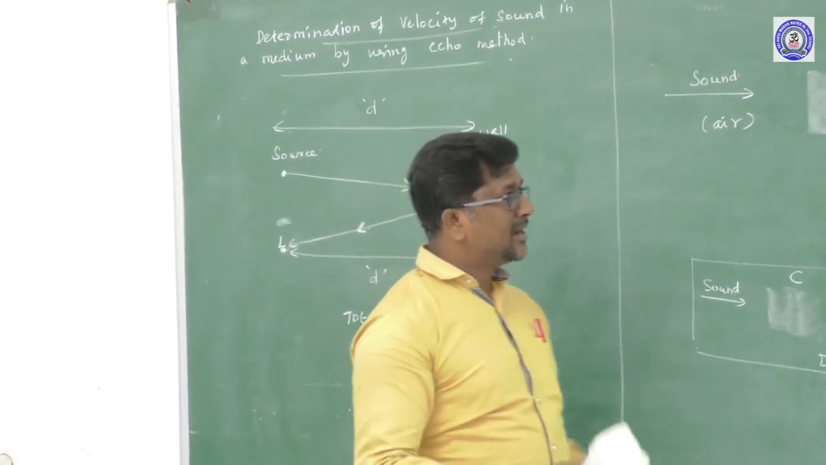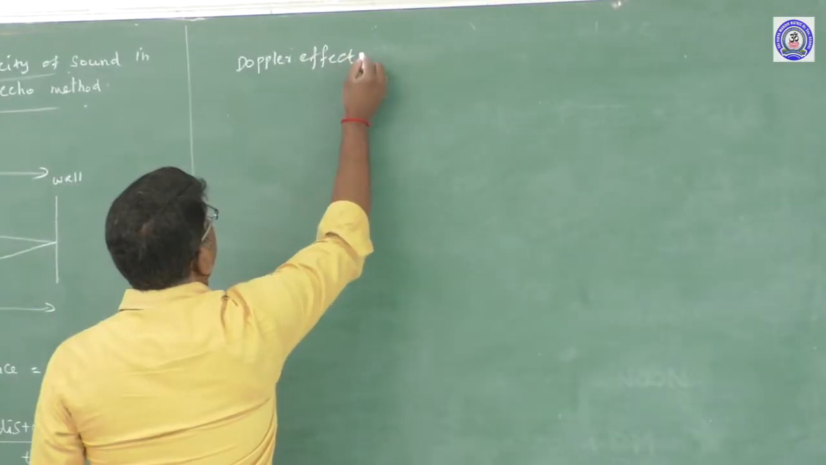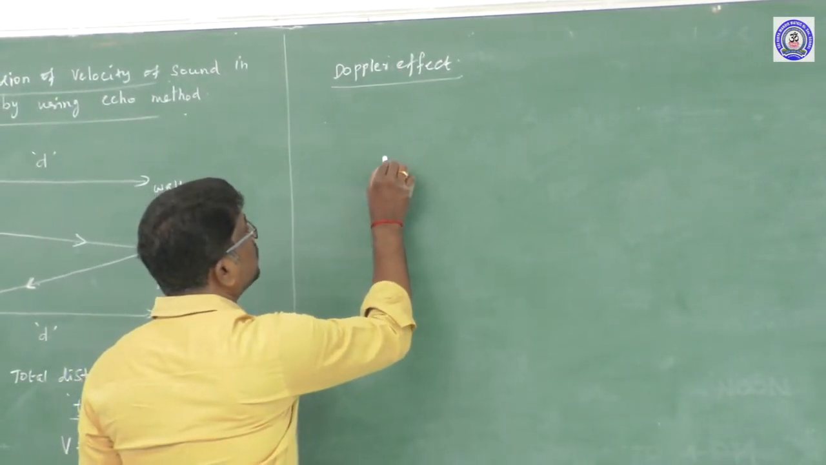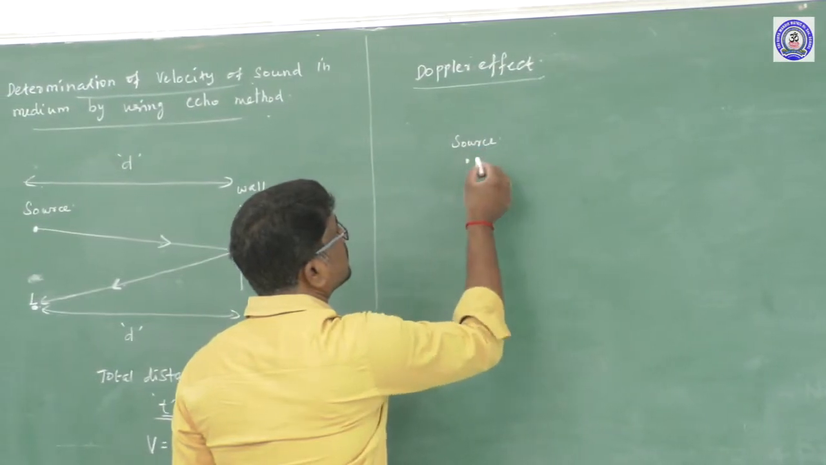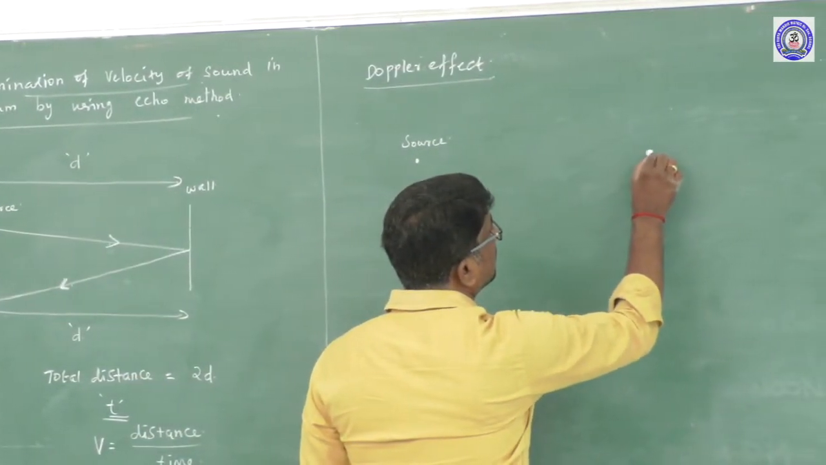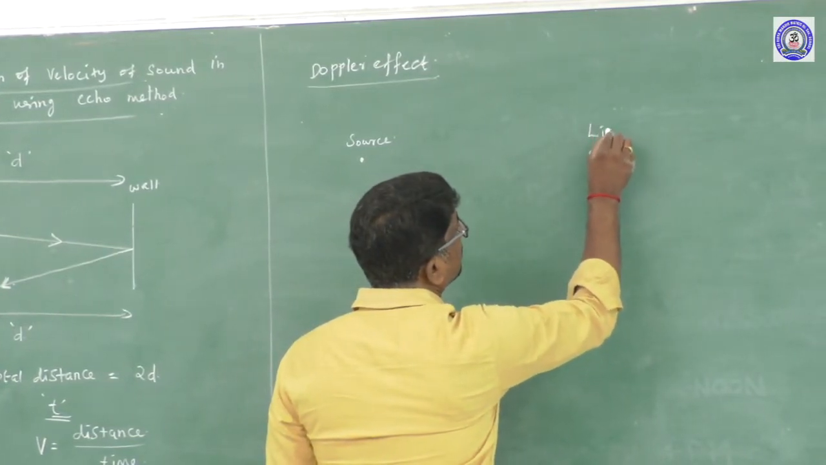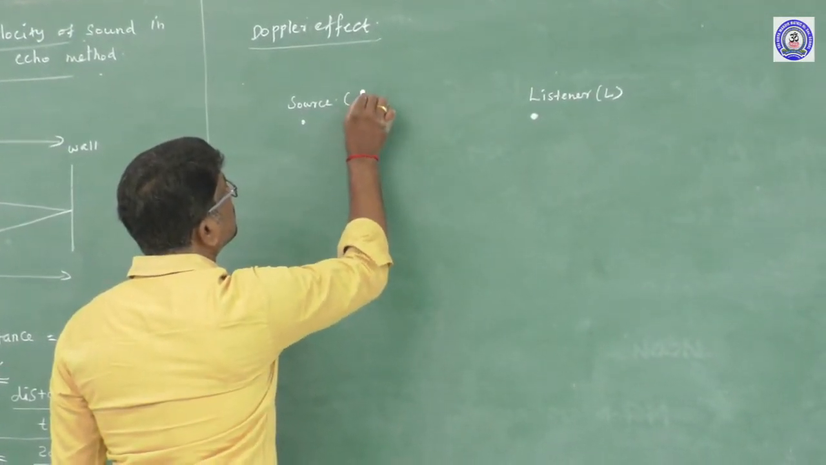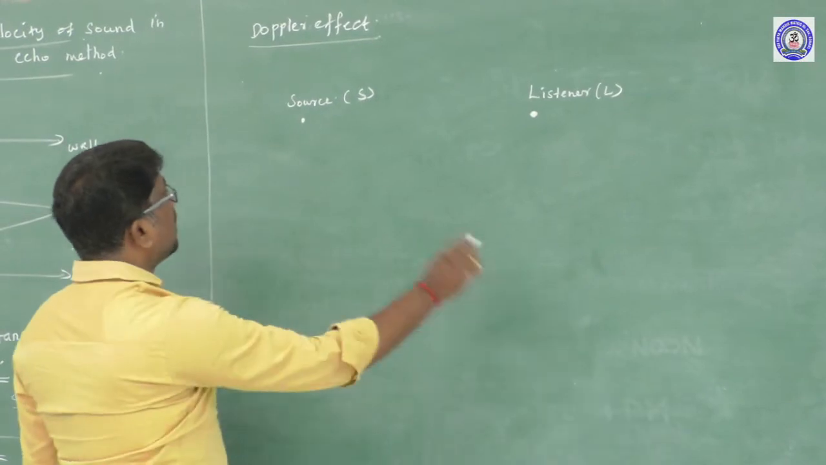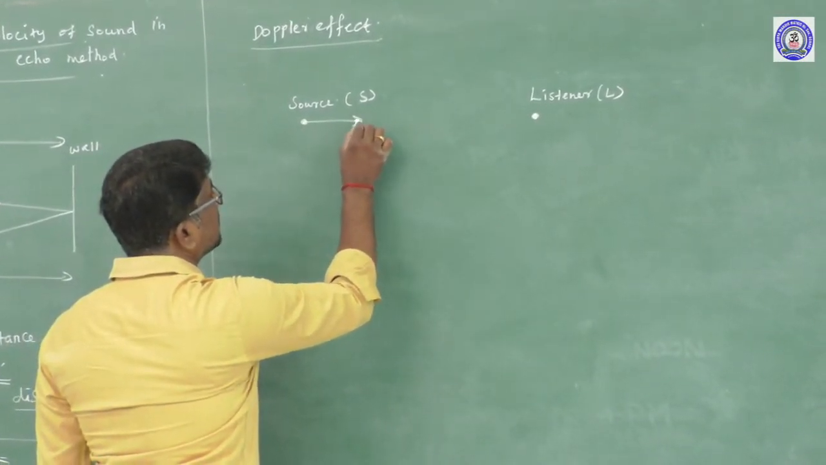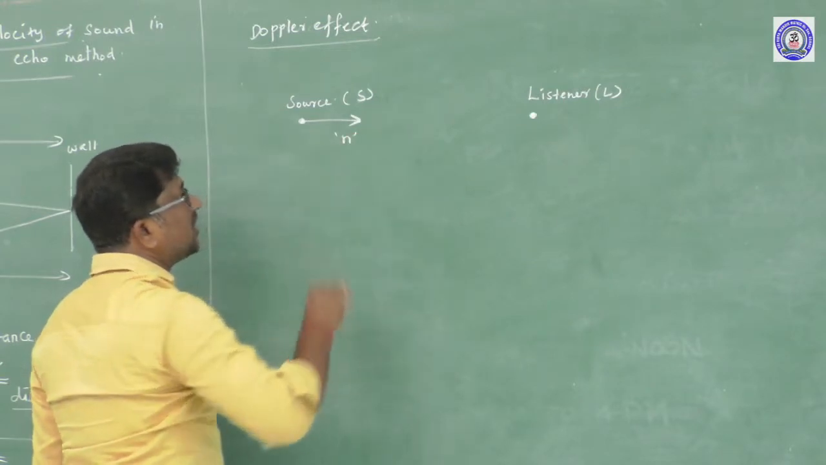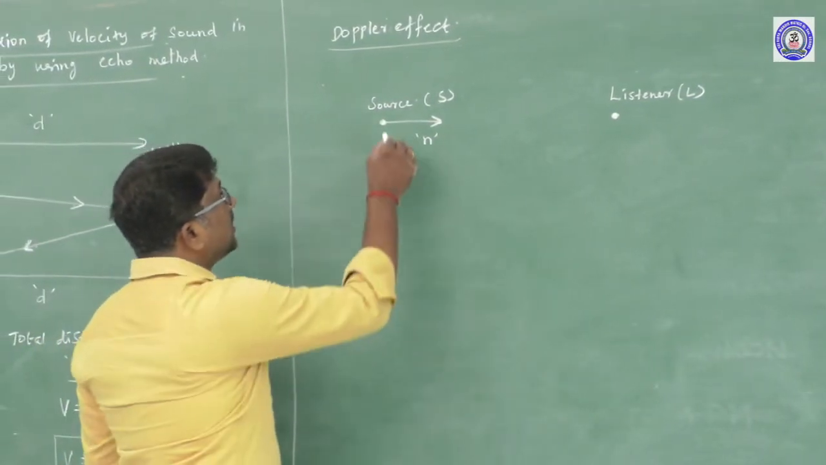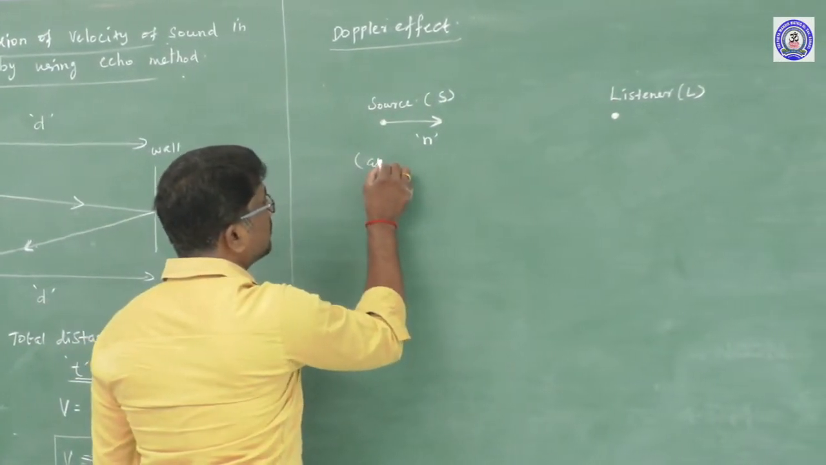And next we go for an important topic, Doppler effect. Once again, let us consider a source of sound, and there is a listener. And suppose the source emits a sound wave with a frequency n. Right, n be the frequency of the sound wave emitted by the source. Here both the source and the listener are at rest.